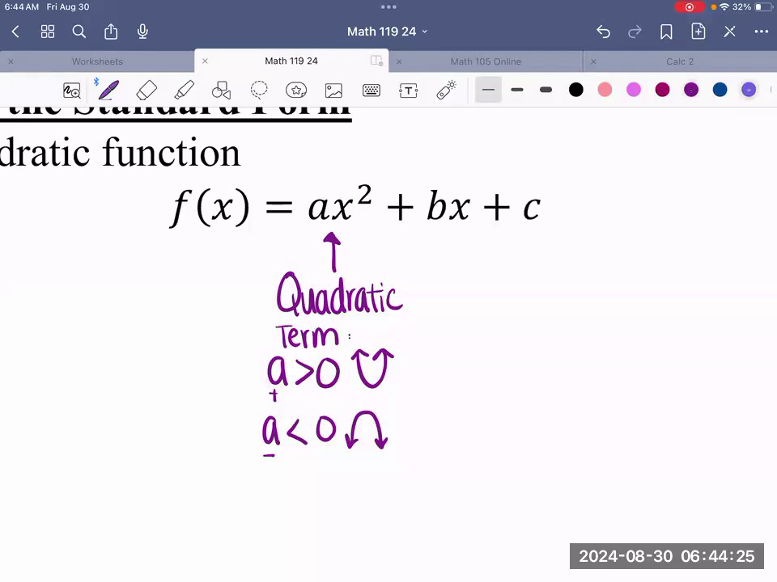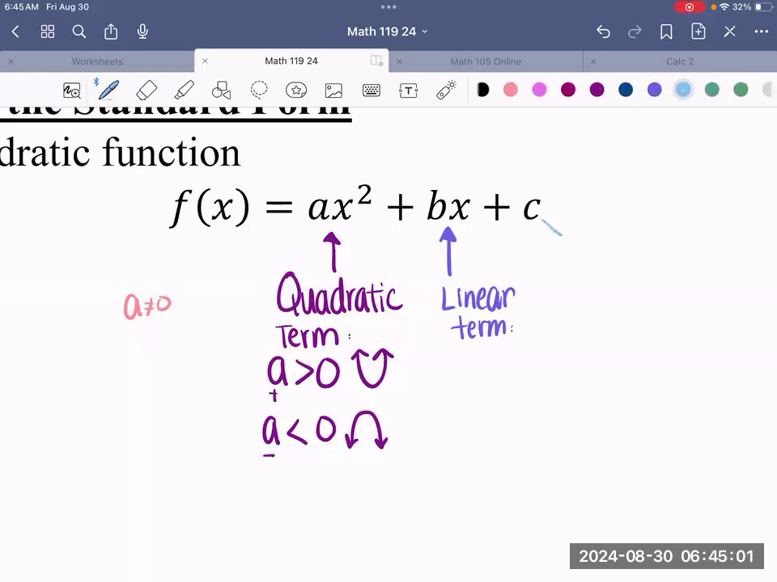Now you'll notice that A is not able to be equal to 0, because if it is equal to 0, that makes the whole first term go away, and then you're working with a linear form. So if that's a quadratic term, this middle one is called your linear term. Numerically, B doesn't give us much just by looking at it. We can use B to help us manipulate the equation and find your vertex, which we'll talk about not too long from now.